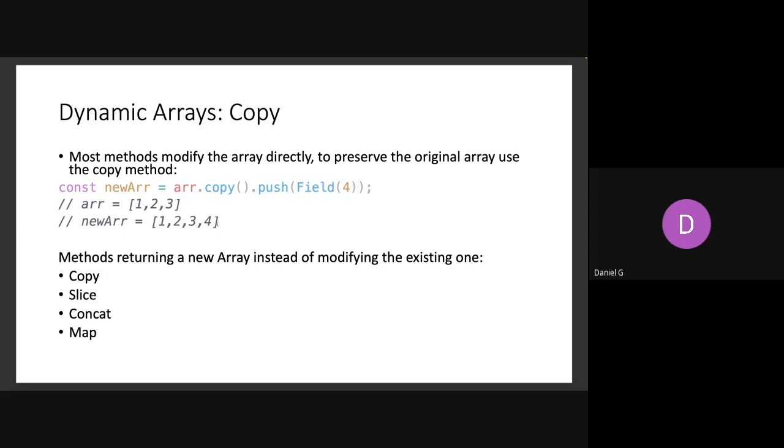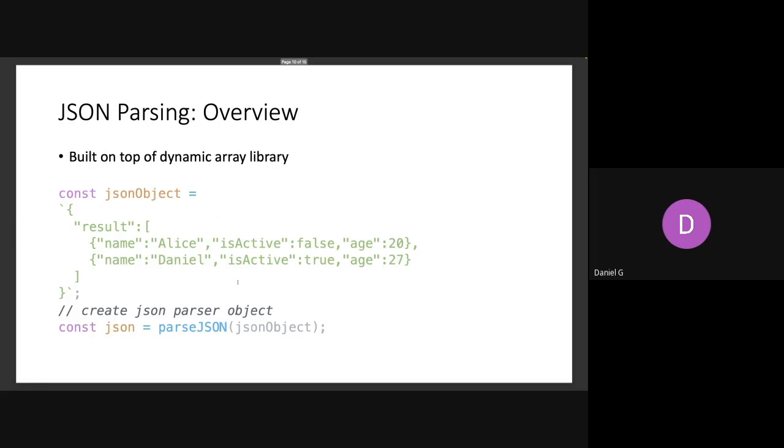Most of the methods modify the original array, except for copy, slice, concat, and map. All of these return a separate array for you. All right, and now we can move on to JSON parsing.